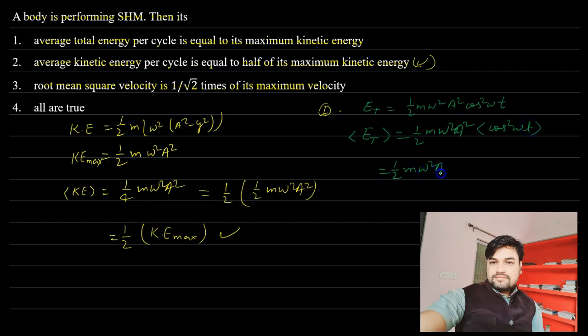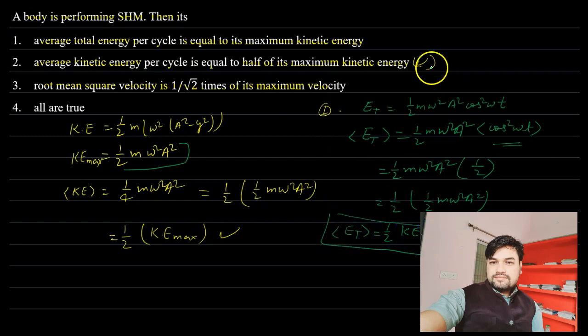Half of m omega square a square, and the average of cos square omega t is again 1 by 2. So this will become 1 by 2 of half of m omega square a square. The maximum kinetic energy we calculated here is half of m omega square a square. So we can write half of the maximum kinetic energy as the average total energy. So all three statements are correct.